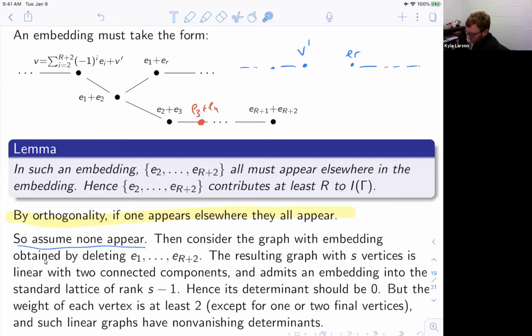So it's a linear algebra exercise that means its determinant has to be 0. So if you think of this as a plumbed manifold, right, its intersection form would have to have determinant 0, but this in fact is a contradiction, right? Such a lattice has non-zero determinant. That's because all these weights are at least 2, except possibly these final vertices. And this is not too difficult to check, that under this circumstance, you can't have determinant 0. And that completes the contradiction.